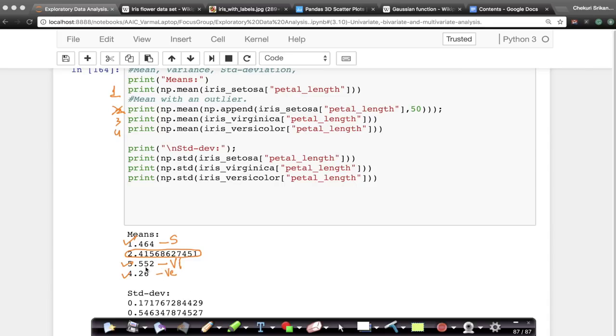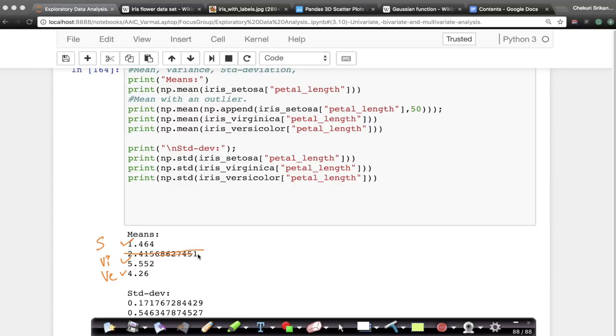Now, by just looking at the means, by just looking at these three numbers, no plots, nothing, I can quickly tell you that setosa typically tends to have a very small petal length, while the petal lengths of virginica and versicolor are closer. I'm not using any plot. By just looking at the means of these three things, the first takeaway is this.